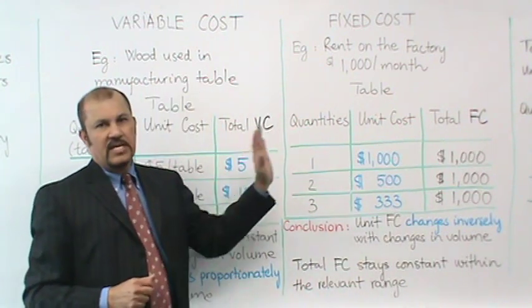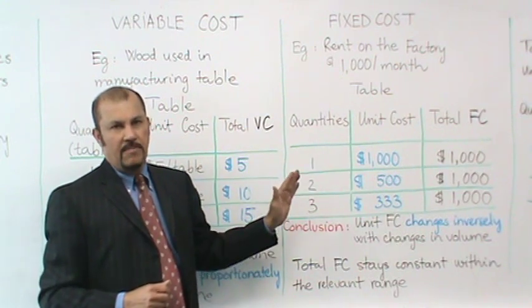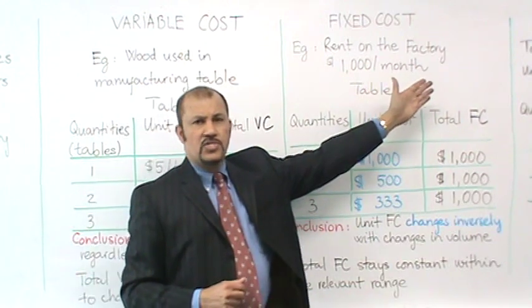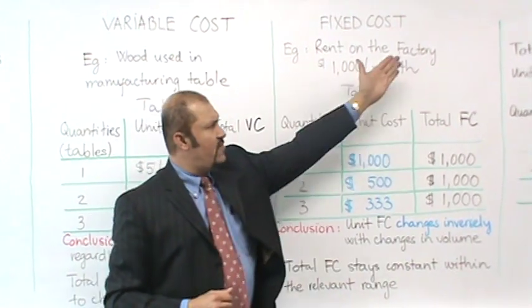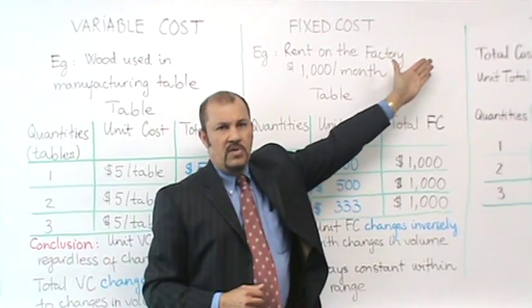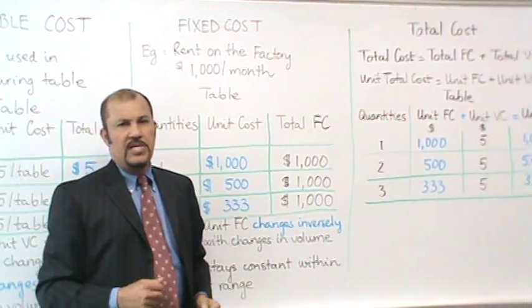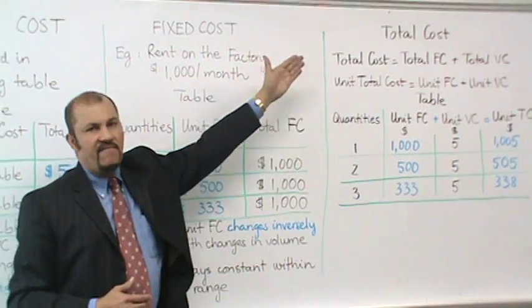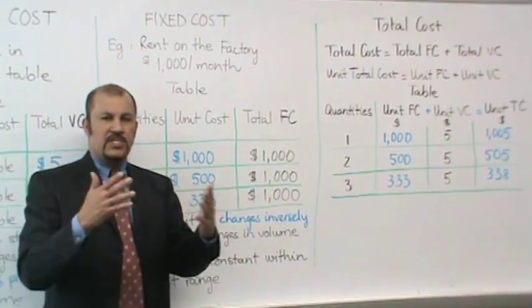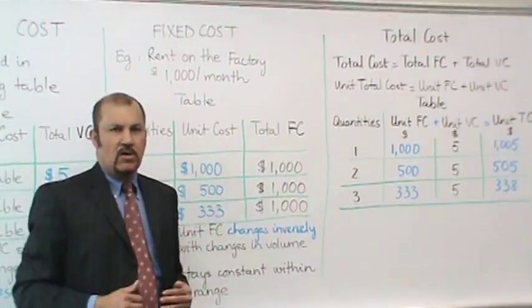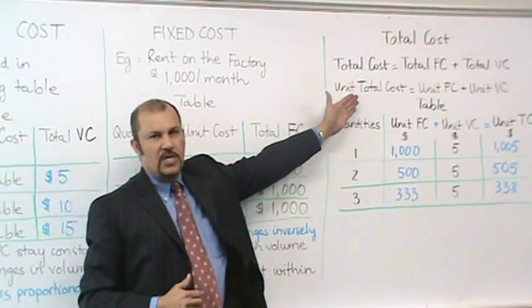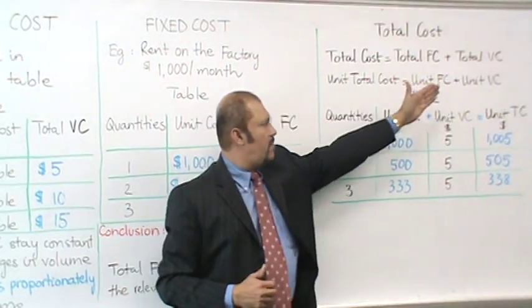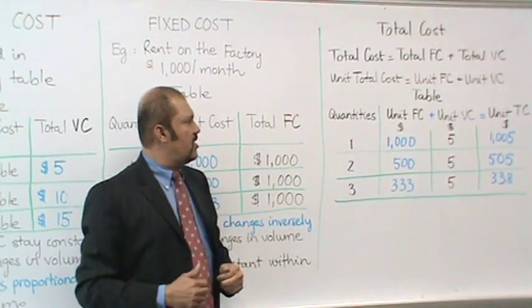Now, let's take these two items that we've talked about and look at the effect on your total costs. So if you look up here on this part of the whiteboard, your total cost is equal to your total fixed cost plus your total variable cost. We can express the same equation on a unit cost basis. So my unit total cost will be equal to my unit fixed cost plus my unit variable cost.